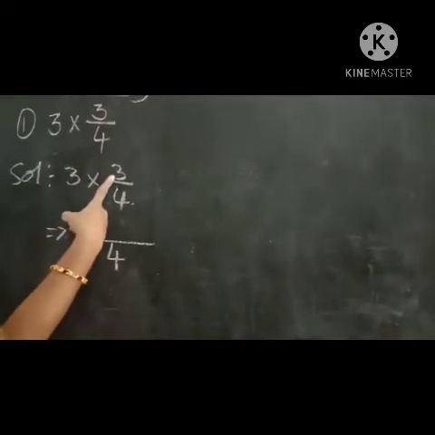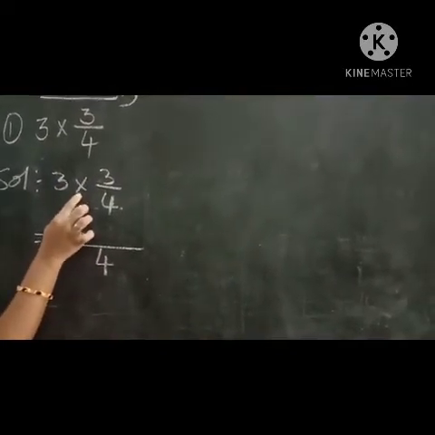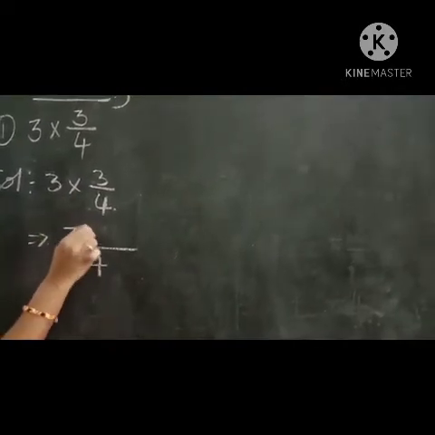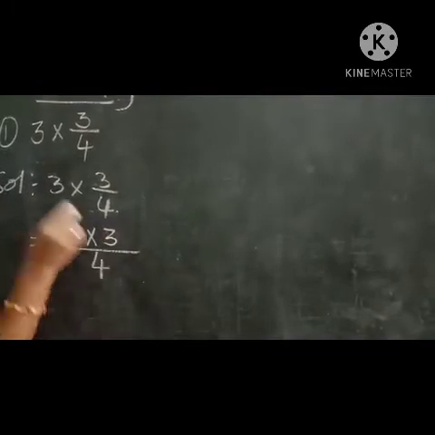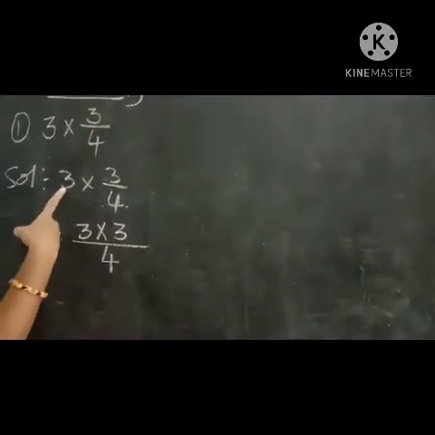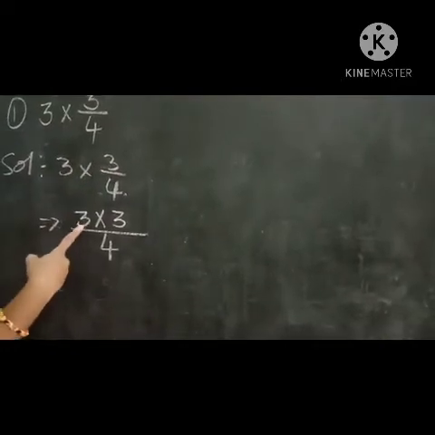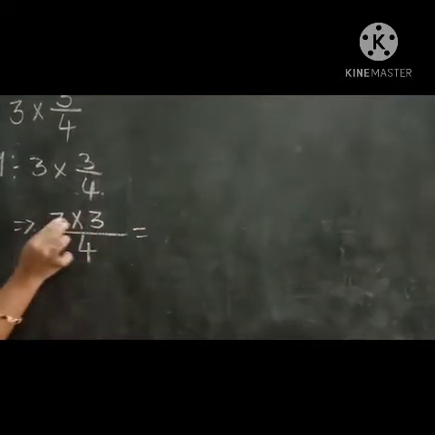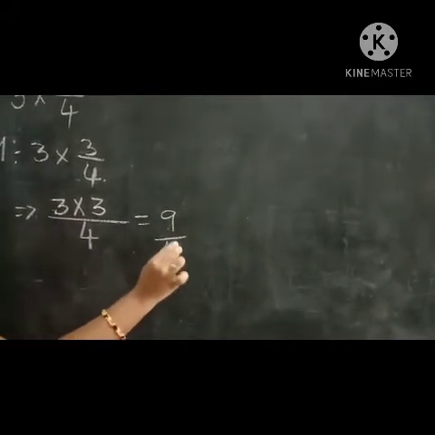Next, see what is the whole number at the numerator here? The whole number is 3. What is the symbol here? Multiplication symbol is there, no? Right, here into, and what is the numerator number? It is 3. Like this we have to write. We have to multiply the whole number and numerator. 3 threes are 9. The denominator is constant. We have to write 4.